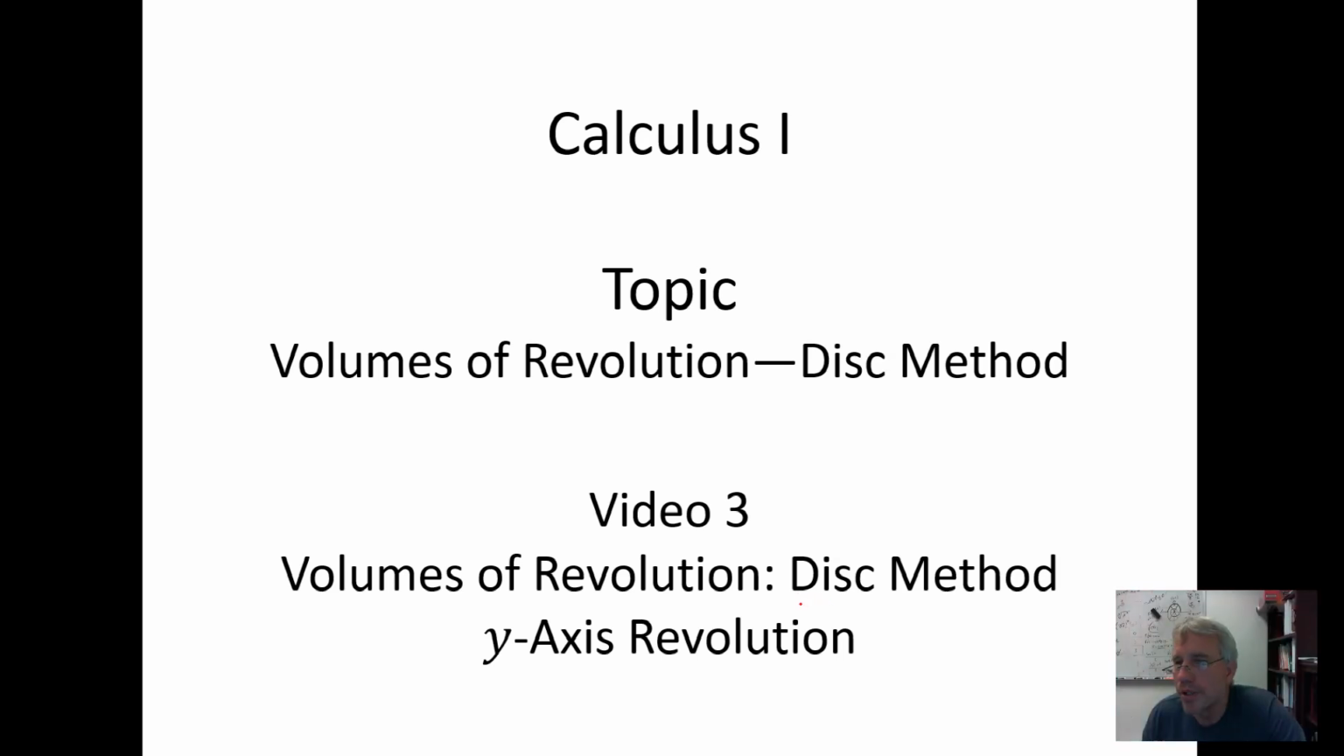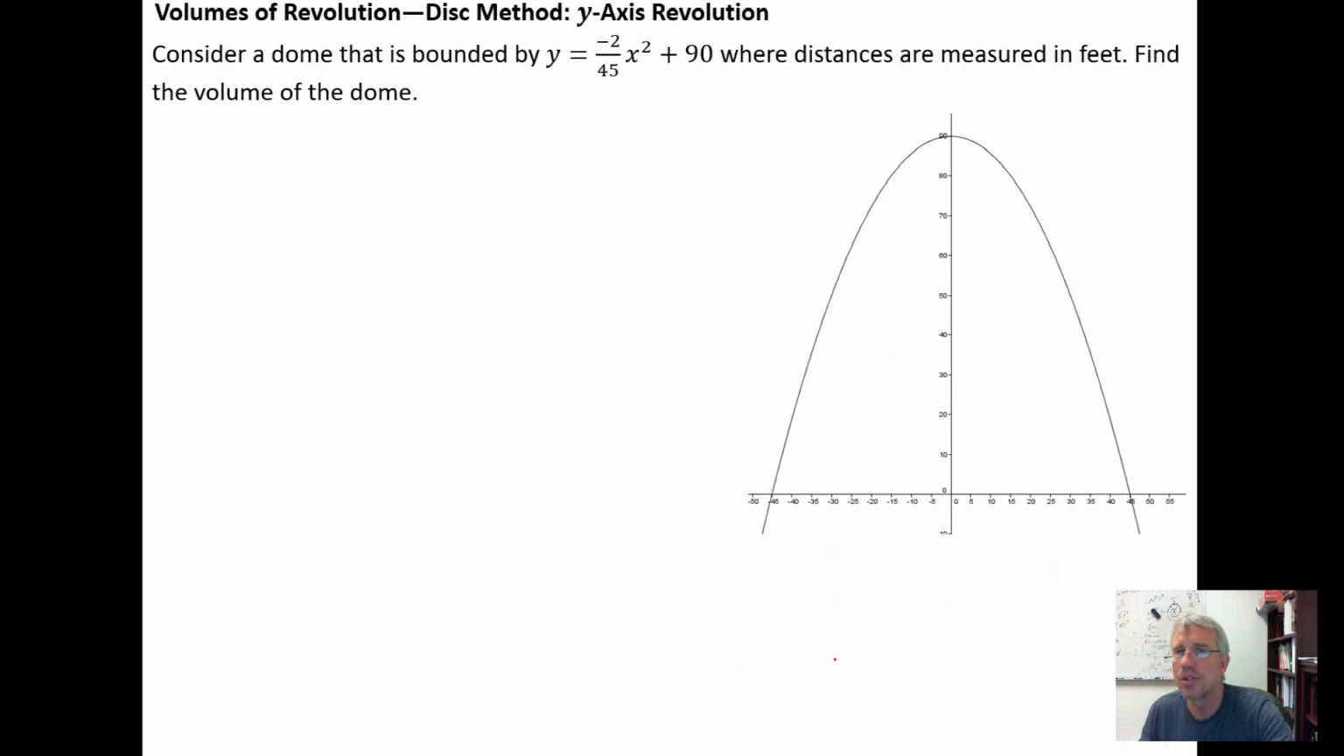So in this video, we're going to look at using the disk method to calculate a volume of revolution where we have a y-axis instead of an x-axis revolution. It says, consider a dome that is bounded by y equals negative 2/45 x squared plus 90, where distances are measured in feet. Find the volume of the dome.